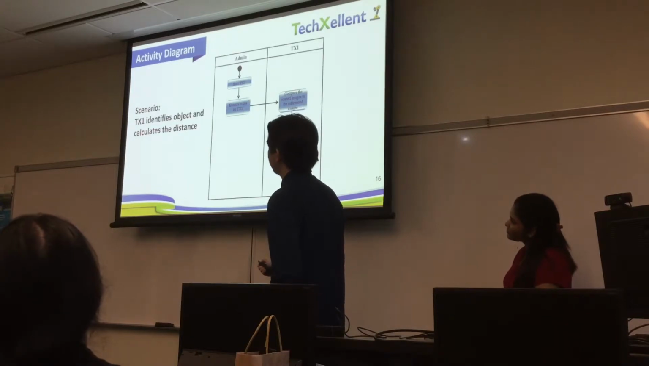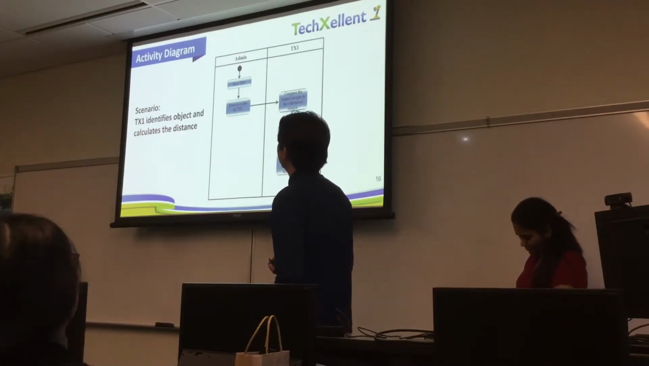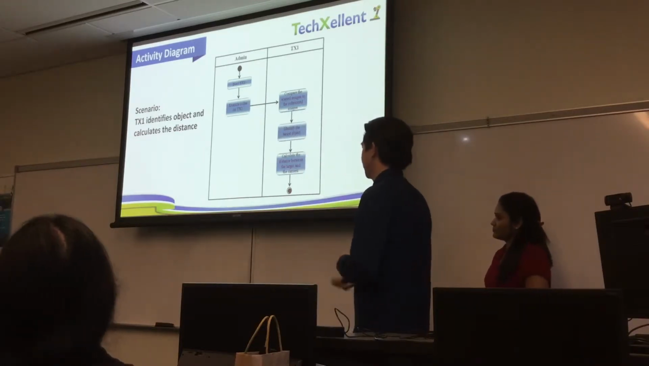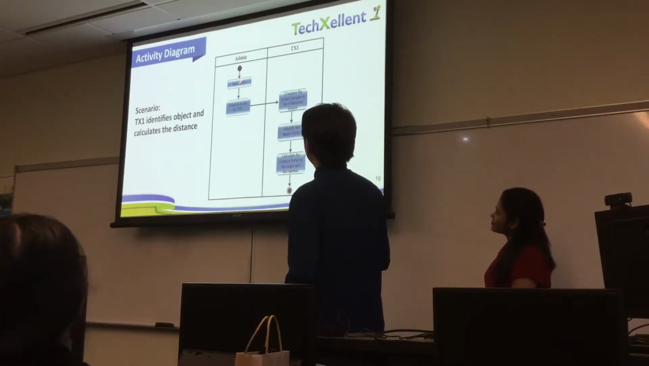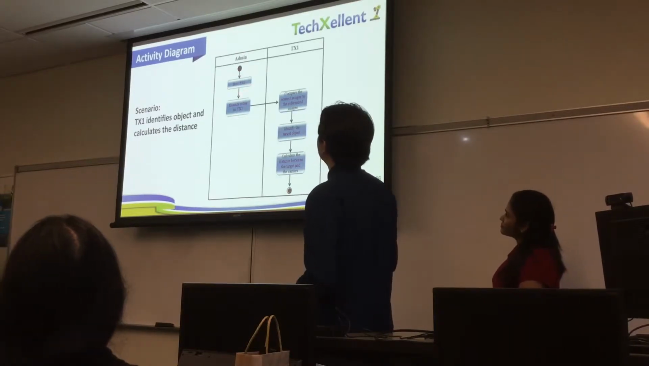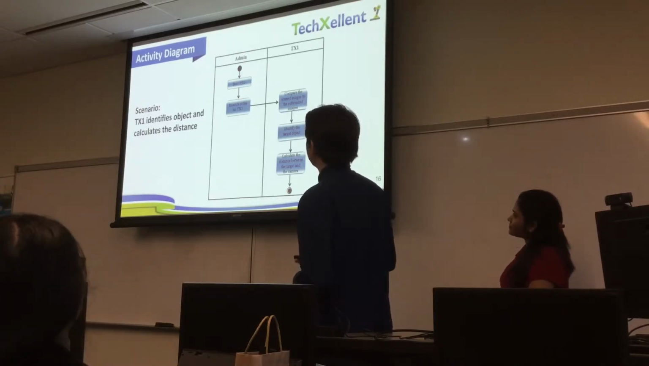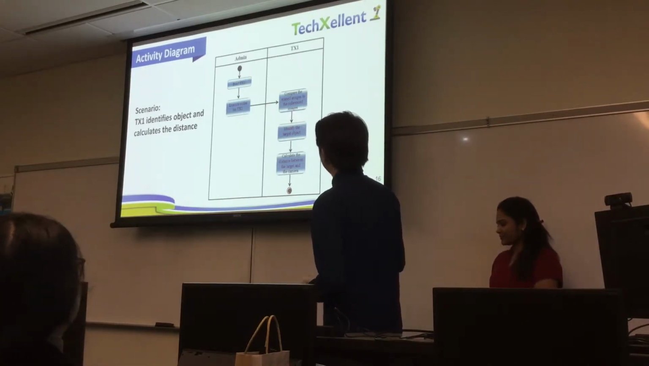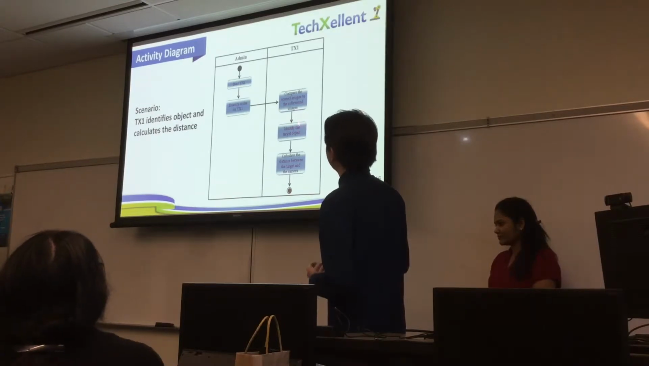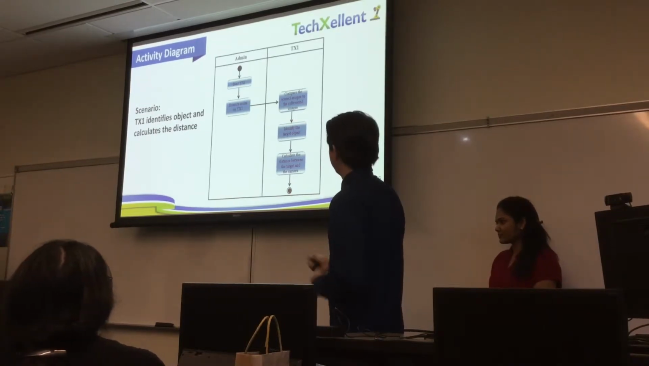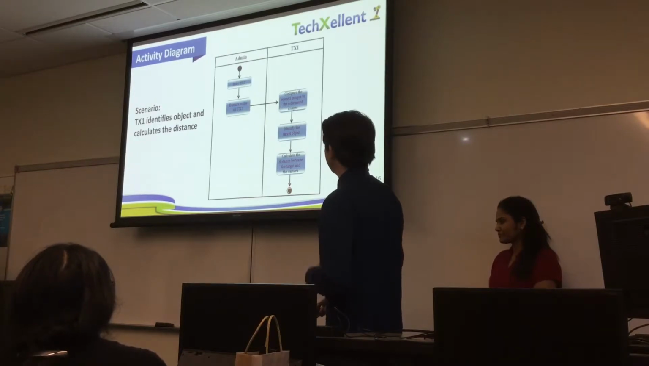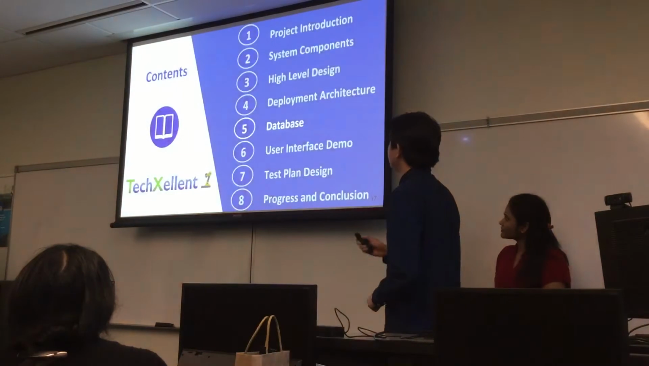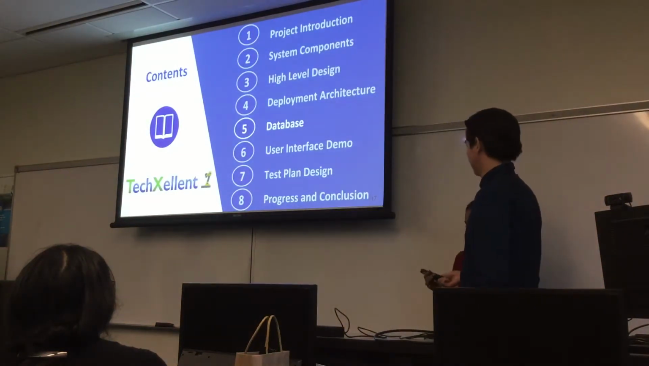The scenario is that the Jetson TX1 identifies the object and calculates the distance between the camera and the object. First, the admin should boot the TX1, then execute code on the TX1. Then the TX1 takes over. The TX1 compares the scanned image to the reference image, then identifies the target object. The last step is to calculate the distance between the target and the camera. This is the activity diagram. So Rakshina will take over the database part.